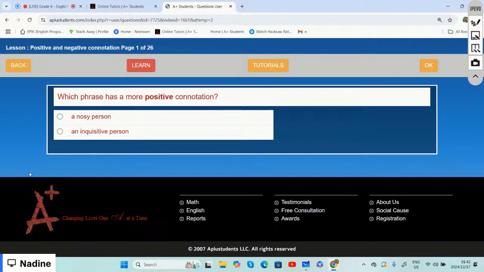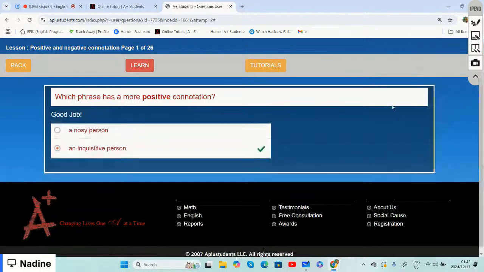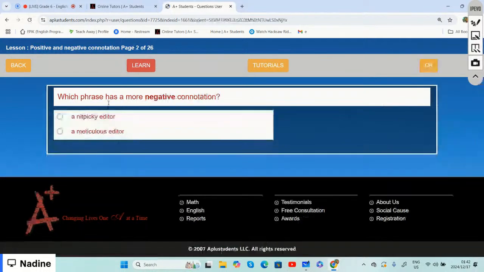And the phrase that has more of a positive connotation, we can say an inquisitive person. A nosy person is very busy, all up in your business, right? Well done. Which phrase has a more negative connotation, a not so nice word? Is it a nitpicky editor or a meticulous editor?